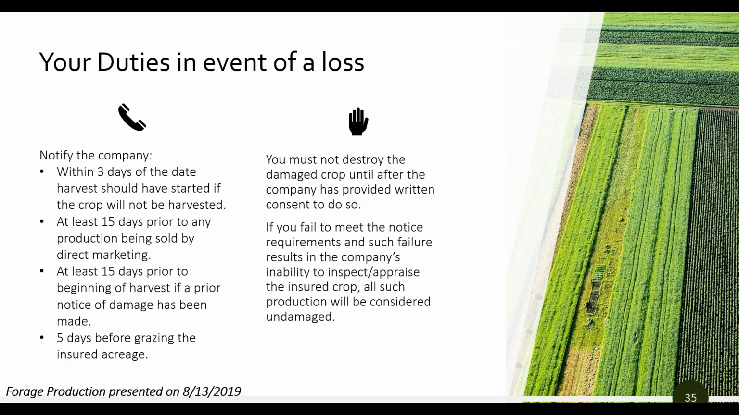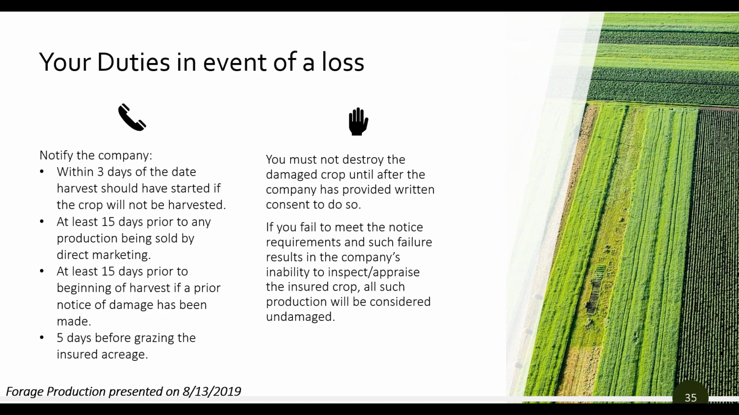You want to make sure that at least 15 days prior to any production being sold by direct marketing, you let your company know so that they may come out, do an inspection just to verify that the amount of production is there or not, at least 15 days prior to beginning of harvest if a prior notice of damage has been made. So on the earlier slide, we said you make a notice within 72 hours of a hailstorm. It may be a month before the actual cutting occurs, and that's what the prior notice may have been, just to explain that. And then 5 days before grazing the insured acreage.